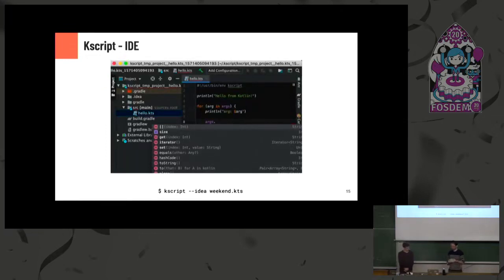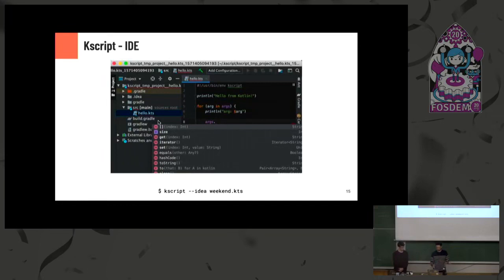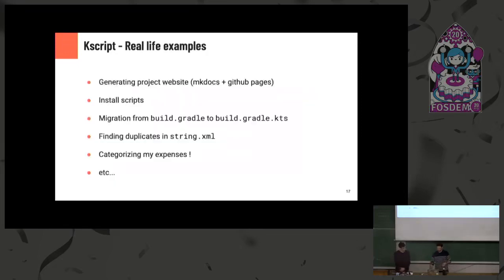It comes with IDE support. If you run kscript with --idea, it's going to generate a small IntelliJ project for you. Then you have autocomplete on all your script variables, which is very nice. And it comes with debugger support as well. So if you want to debug your script, you can. And I'm pretty sure it's hard to do with Bash or any other scripting language.